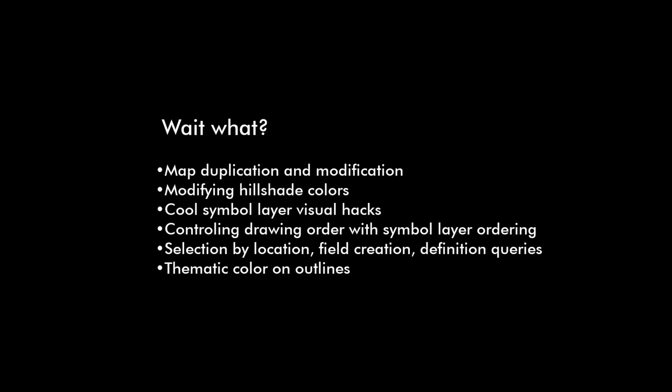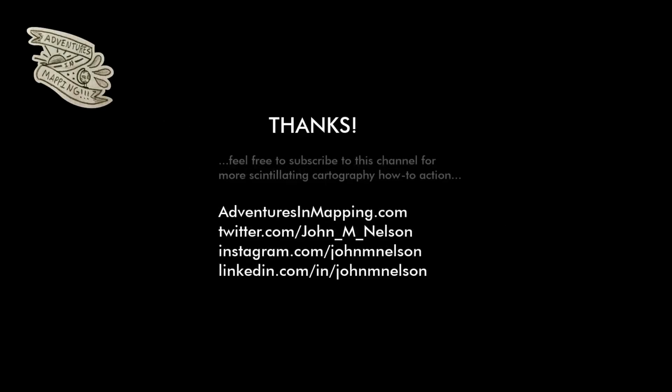So here's a quick rundown of the stuff that we accidentally learned in the process of playing with map symbology. We duplicated maps inside our project so we didn't have to start from scratch each time. We tweaked hill shading colors from an image service. We played with stacking shadow and reflection sort of surfaces inside symbol layers in the symbology panel. We controlled the drawing order, so we could control what sort of data layer drew on top of other data layers. We selected by location, we created fields, and we hid things based on that attribute. And we applied color rules to only the outlines instead of just fills, which is a lot of fun.